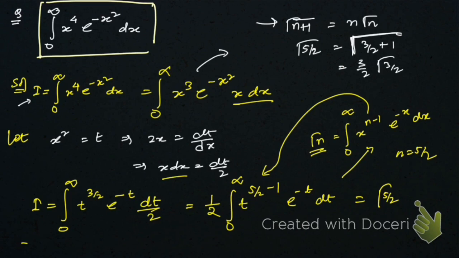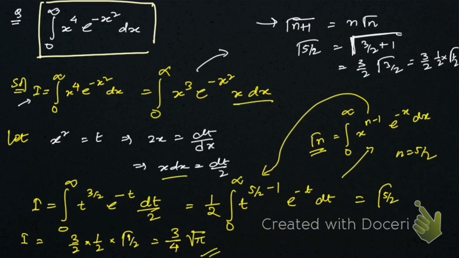Again 3 by 2 can be written as half plus 1, that's why it can be written as 3 by 2 into 1 by 2 then gamma 1 by 2, right? So we're gonna have that gamma 5 by 2 will be equal to 3 by 2 into 1 by 2 then gamma 1 by 2. And gamma 1 by 2 is square root of pi, so here we're gonna have 3 by 4 square root of pi, so this is our answer.